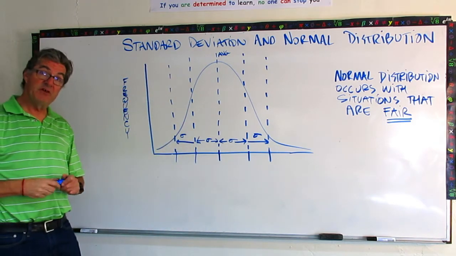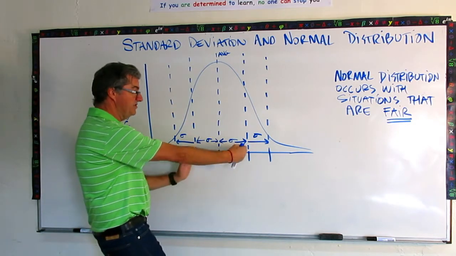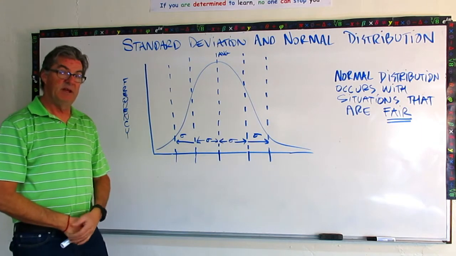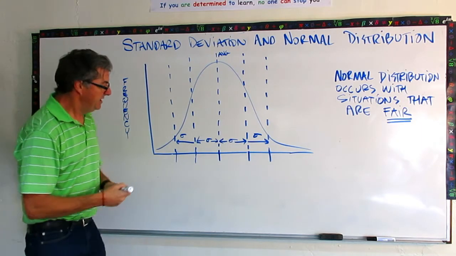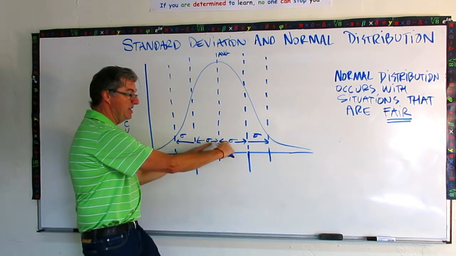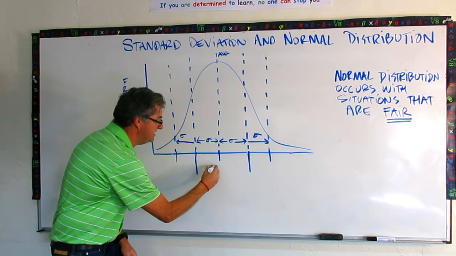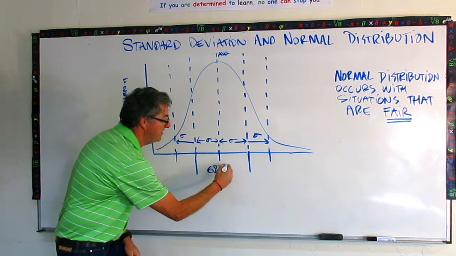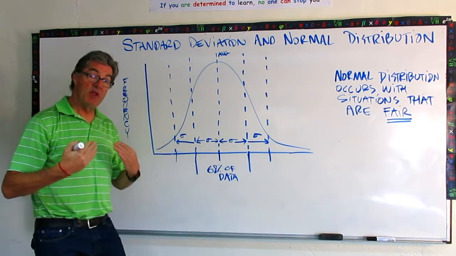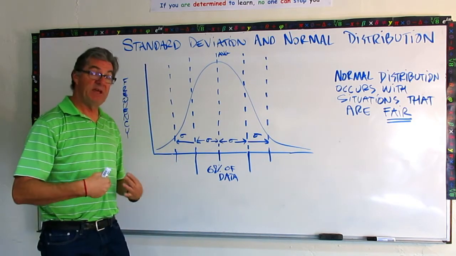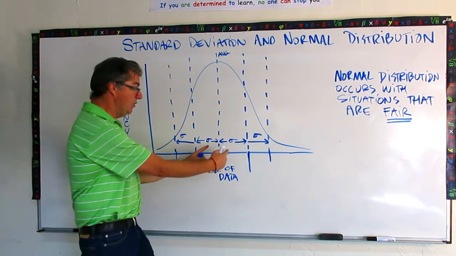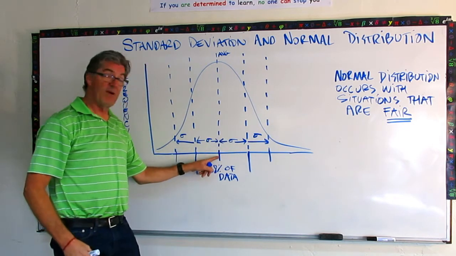So whatever the value of the standard deviation, we can move 1 standard deviation away from the mean, and we can move 2 standard deviations away from the mean. Now here's the cool thing about that: this distance here, 1 standard deviation either way from the mean, is going to be 68% of the data. So if you have a normal distribution, like you're flipping a fair coin, then 68% of the data that you collect is going to be within 1 standard deviation from the mean.